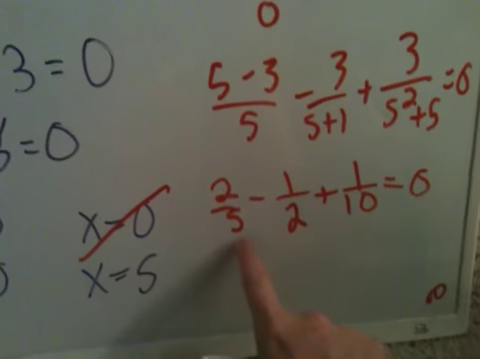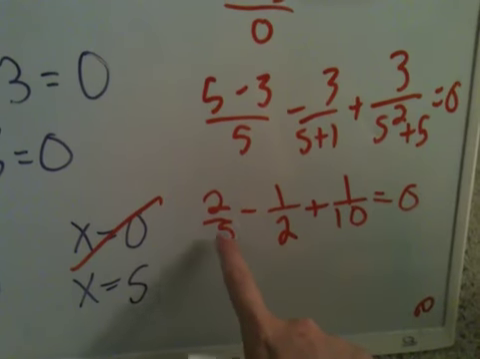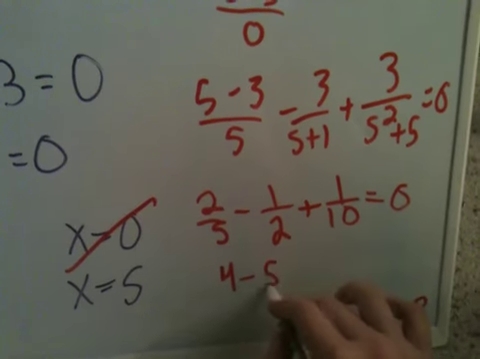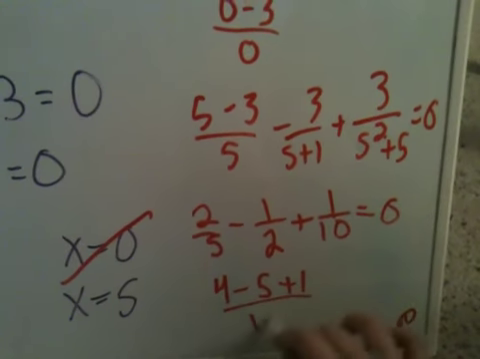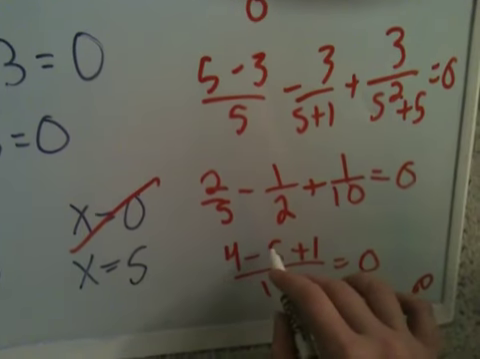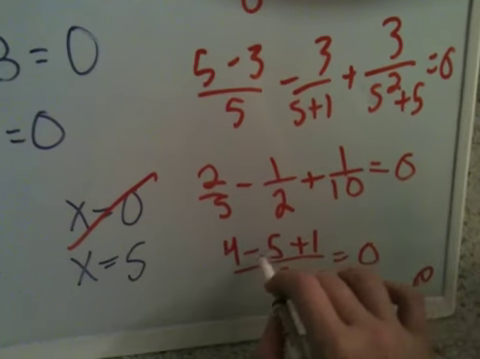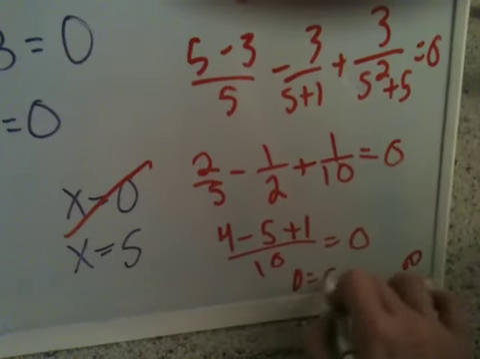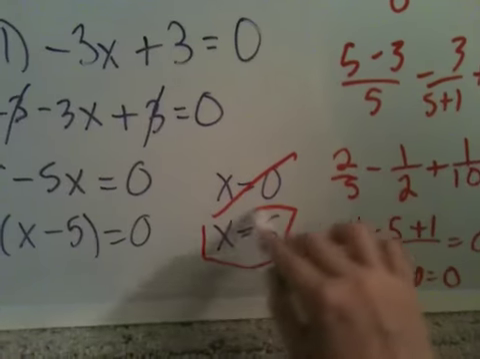Common denominator here is 10, so that makes 4 minus 5 plus 1, all over 10. What, 4 plus 1 is 5, minus 5 is 0, so the top of this gives us 0, so 0 equals 0. So x equals 5 is a solution.